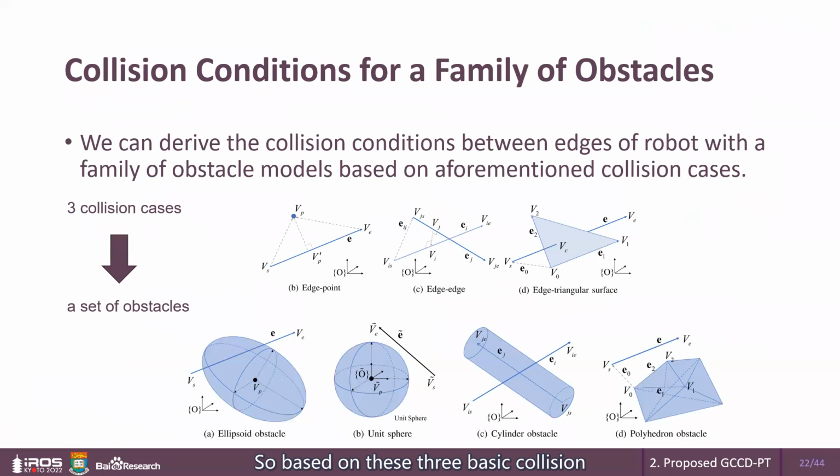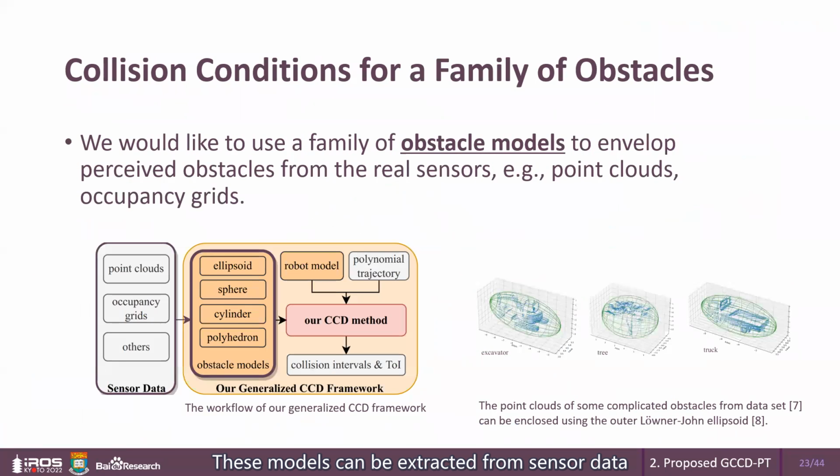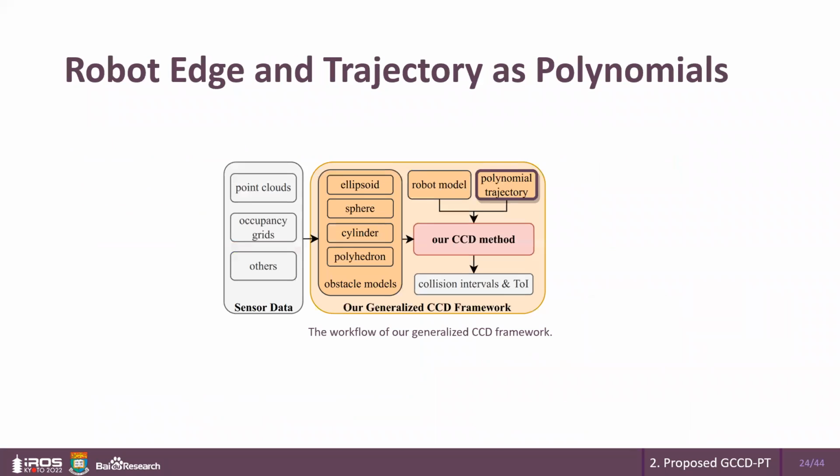So, based on these 3 basic collision cases about the edge against others, we can extend the collision condition to the edge of the robot against a family of obstacle models, such as the sphere, the ellipsoid, the cylinder, and the polyhedral. These models can be extracted from sensor data to envelop the environment obstacles.